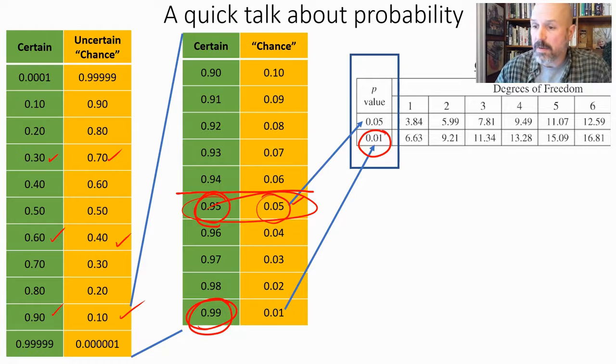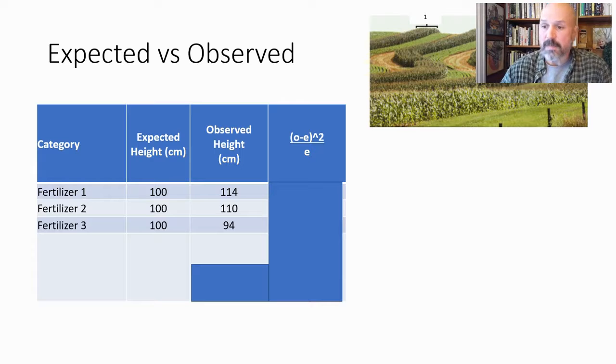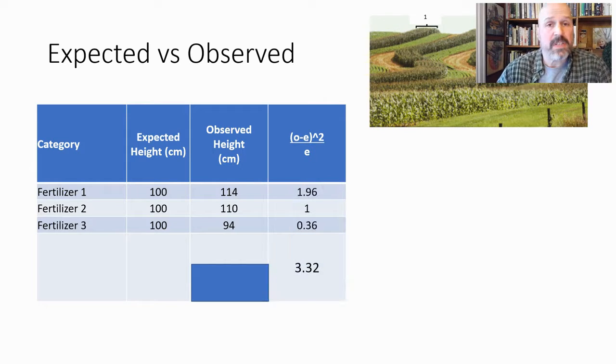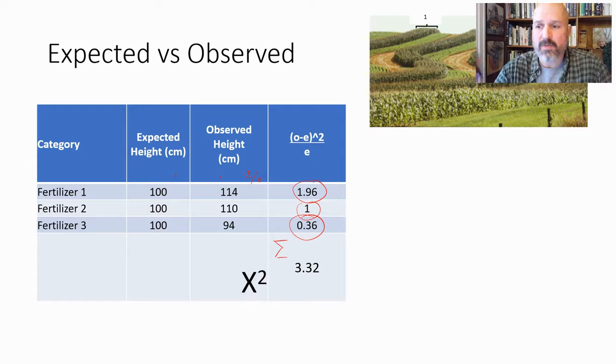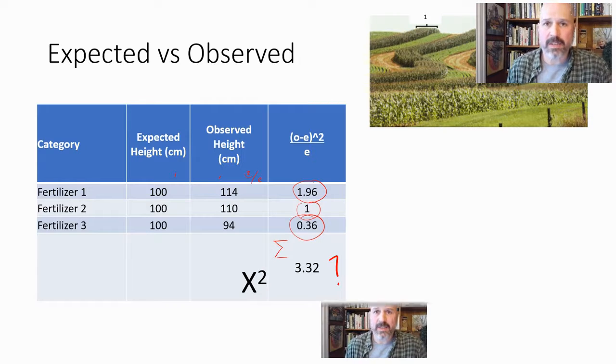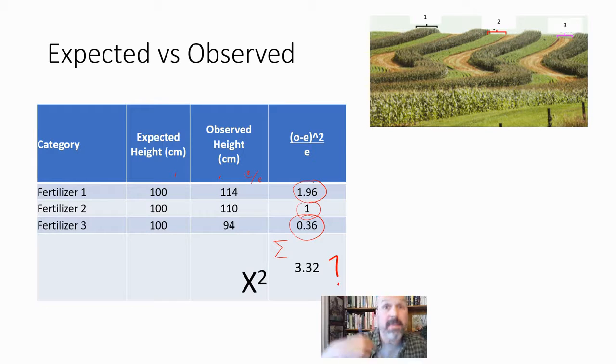Okay, now let's go back to our experiment. These were numbers that I put together in an experiment I never conducted. And these were the numbers that I came up with. So this is a sum of my observed minus my expected, squared, over my expected: 1.96, 1, and then 0.36. And there's a symbol in algebra called the sum bracket. And if I add all those up together, 3.32 is my chi-square for this particular experiment. And you might still be asking yourself, what in the world does this mean? I'm not there yet.